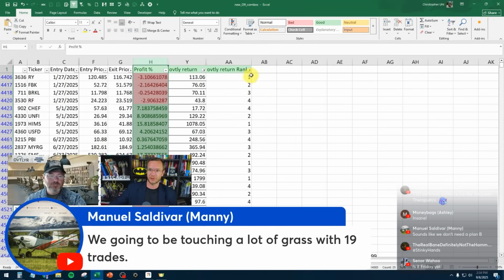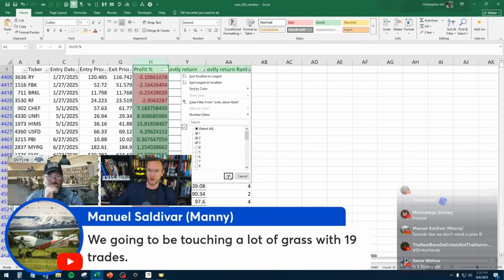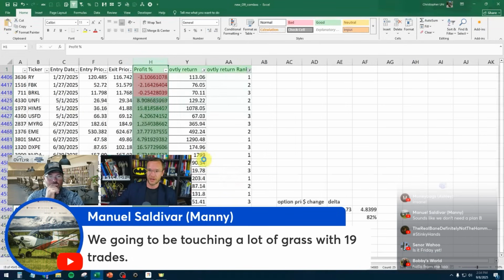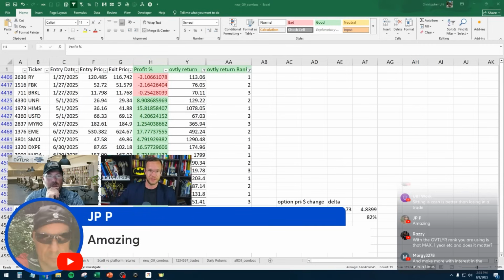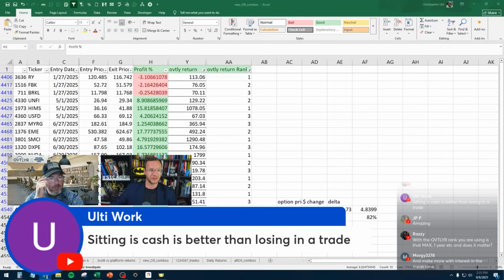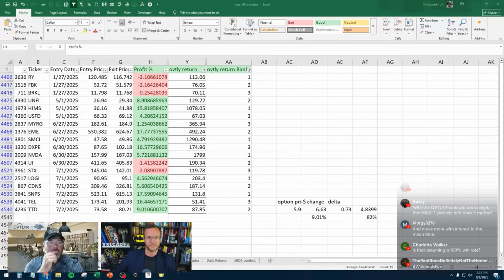It's 25 trades if you include ranking of 4 and 19 trades if you include ranking to 3. The expectancy between 3 and 4 is roughly the same. And like I say, that's just on 2025 data. Small sample size, I agree. But it is amazing, right? Sitting in cash is better than losing a trade, because you're going to earn some interest in SGov or your settlement fund or whatever when you're sitting in cash.